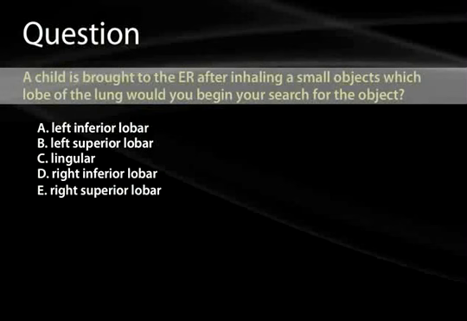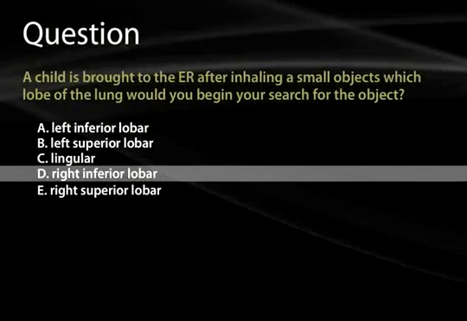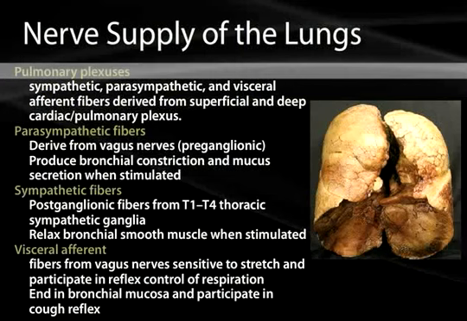If a child is brought into the ER after inhaling a small object, which lobe of the lung would you begin your search for the object? As we've just discussed, you should be thinking about the right inferior lobe. The child was brought in, they were not spending a long time in the bed or in a supine position at all. So what you want to really be thinking about is that inferior right lobar branch.